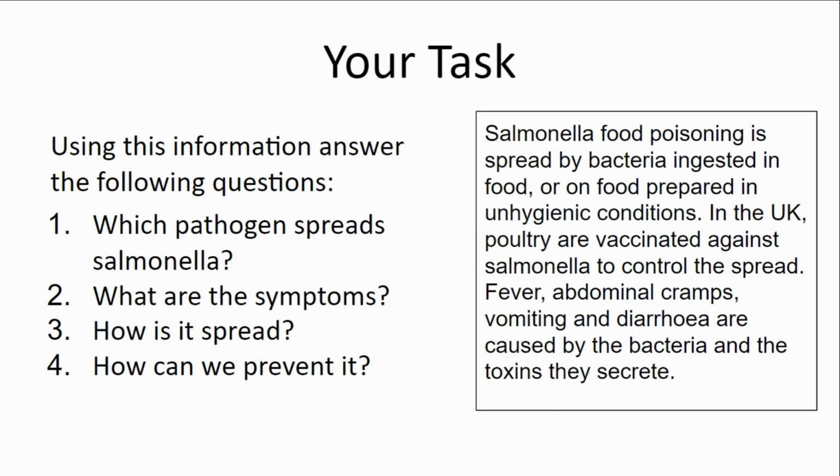Question 3. How is it spread? Salmonella is spread by ingesting food that's been prepared in unhygienic conditions. Number 4. How to prevent it? Food needs to be prepared in hygienic conditions and food safety practices need to be followed.